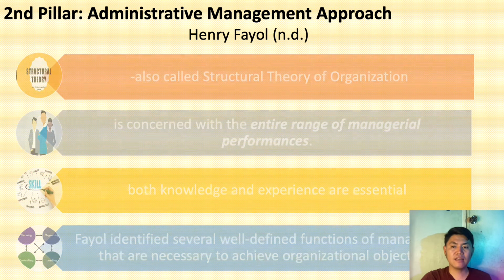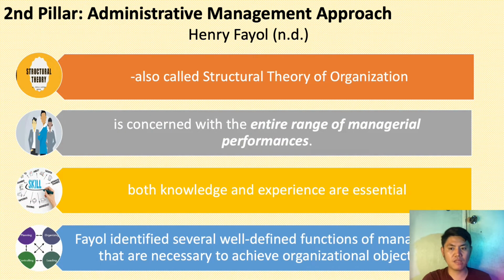One pillar of the classical approach is the administrative management approach by Henry Fayol. This approach is also called structural theory of organization as it deals with formal organizations. The administrative theory of management is concerned with the entire range of managerial performances, and this approach believes that both knowledge and experience are essential for the success of managerial practice. The administrative management approach assumes that there are certain fundamental principles in an organization to achieve a specific objective.